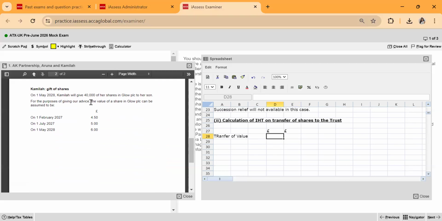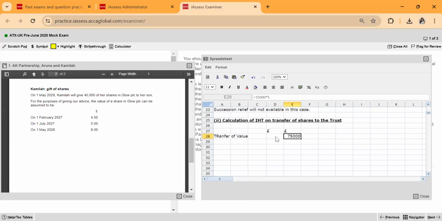For the purpose of giving our advice, the value of a share in Glow Company on 1st February 27 is 4.5. We are taking the case of July 27, and on July 27 the value is 5 per share. So here my value will be equal to the total number of shares, 15,000, multiplied by 5. So I get 75,000.